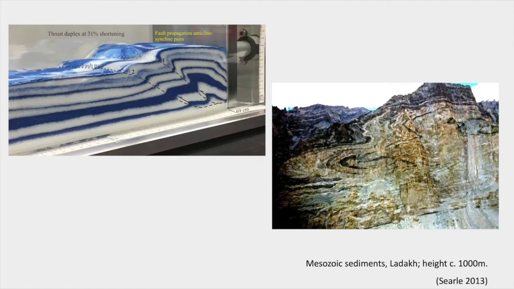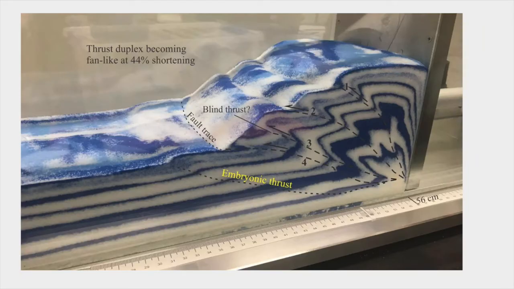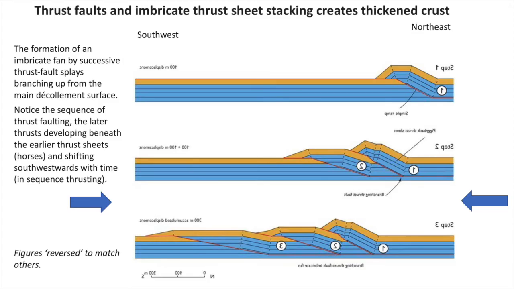This is a picture taken by Mike Searle in Ladakh, some kilometer high, 1,000 meters, great fold, matching some of the folds that you could see in the sandbox. And now let's look at some of the thrusts that you can see. Well, this is a modeling of thrusts. And the way it works is that firstly you get a break and you get this horse rising up here. We call them horses. The next one, you get a break here, and the second thrust sheet is that. And the third thrust sheet is this one.